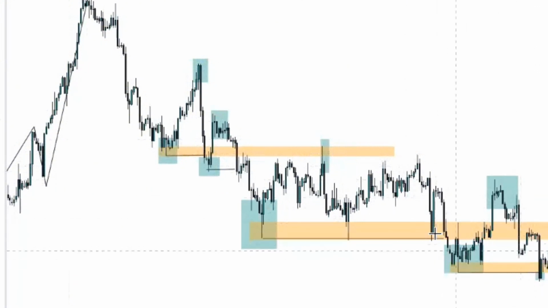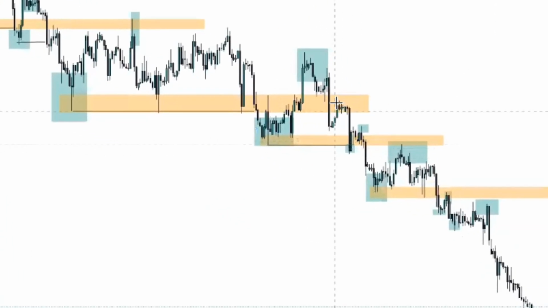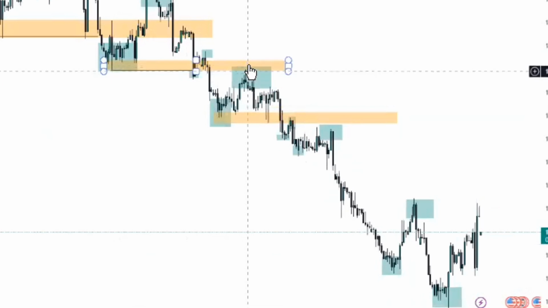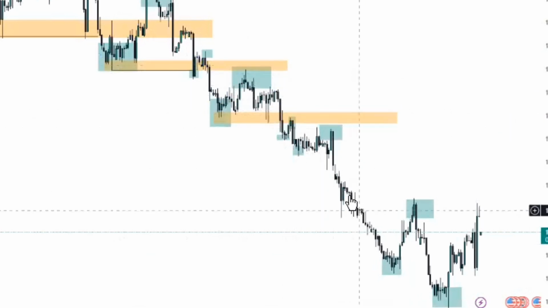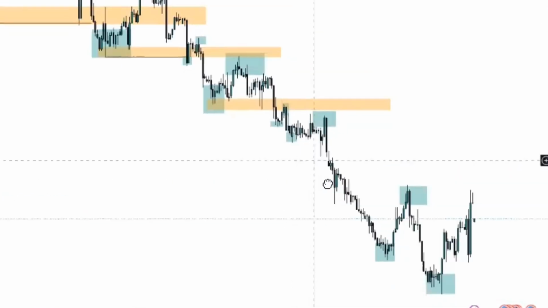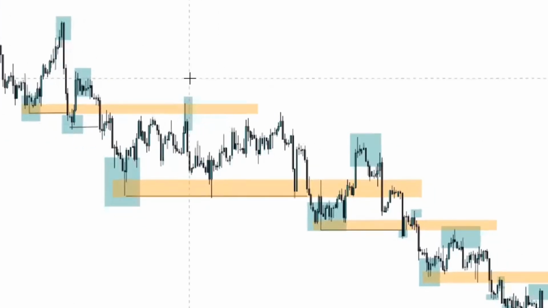Same thing happened here. Price broke through support, came back, and retested it right here. Same thing here. Price broke through this support, came back, retested it right here, and then went bearish. So price has used support in this case to push the market down, and you will have used support to catch the beginning of the next impulsive move.